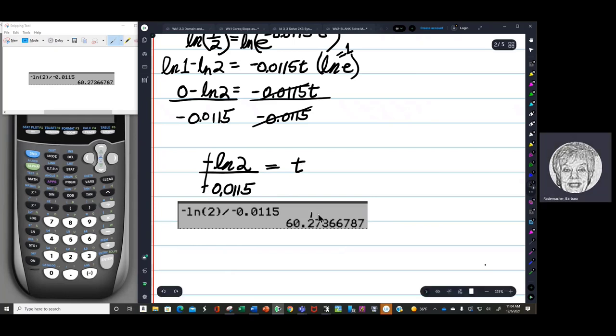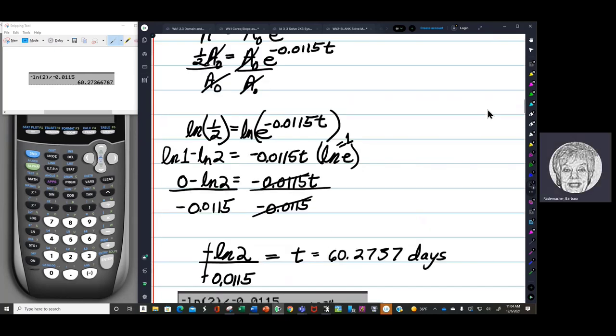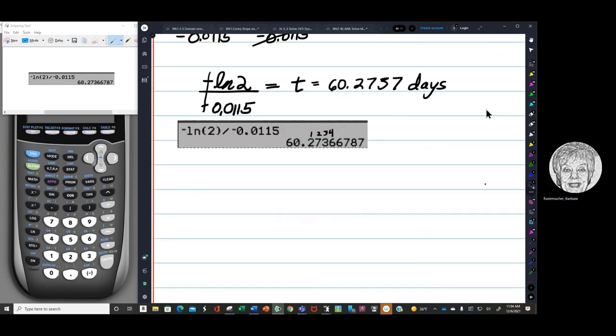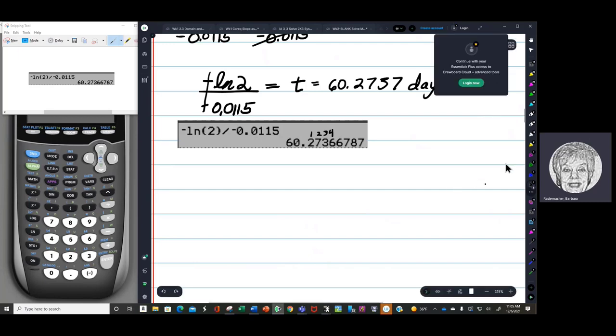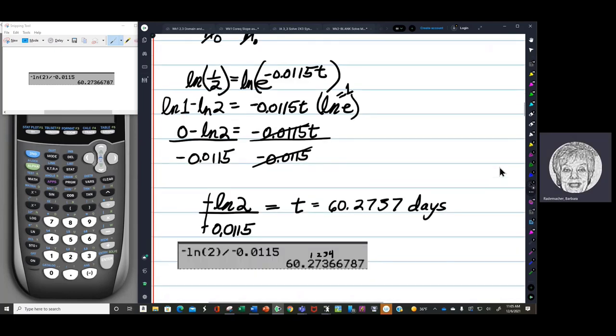Okay, now let's count. 1, 2, 3, 4. That 6 is going to cause that 6 to round up to a 7. So t equals 60.2737 days. We're not going to turn days into a percent. We are going to turn K into a percent. But notice how similar these are. I think it's terrific.